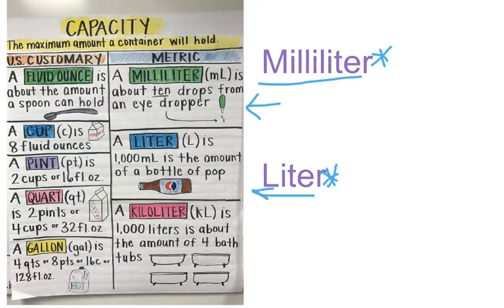So I'm going to read the little definitions or descriptions to you. It says a milliliter is about 10 drops from an eyedropper. Pretty small. Then a liter is about 1,000 milliliters. So it's the amount that you might find in a larger bottle of soda. Not the 2 liter, the big ones that most people buy are 2 liter bottles, but a liter is a little smaller than that. I'm going to have some pictures in a minute to help you make some connections and relate to what you know.